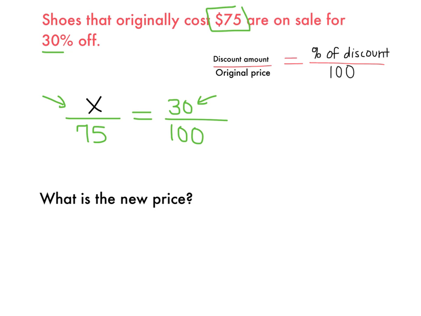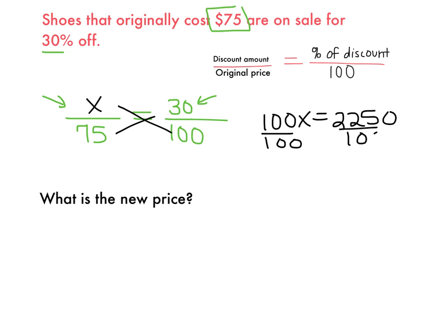Now you guys know how to solve this. I'm going to do 100 times X, which is 100X, and then 75 times 30, which equals 2250. My last step is to divide by 100. And I end up with X equals 22.5. Now this is money, so I'm going to put $22.50. That is not what you're paying for the shoes. That'd be a pretty good price for the pair of shoes. They originally cost $75. That is your discount.